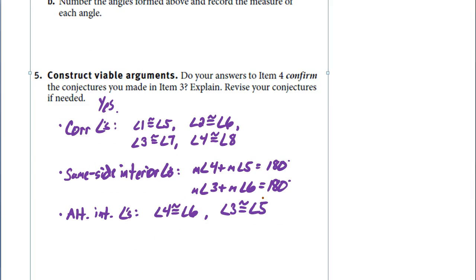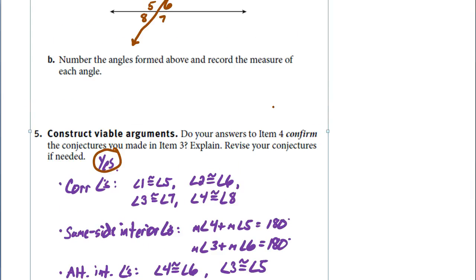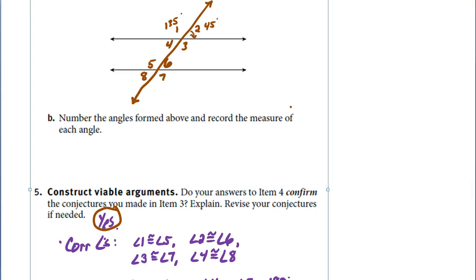Number 5. Do your answers to item 4 confirm the conjectures you made in item 3 and explain? Yes, they do. For corresponding angles, our measurements show that angle 1 is congruent to angle 5, 135 and 135. Angle 2 is congruent to angle 6, 45 degrees and 45 degrees. Angle 3 is congruent to angle 7, and angle 4 is congruent to angle 8.